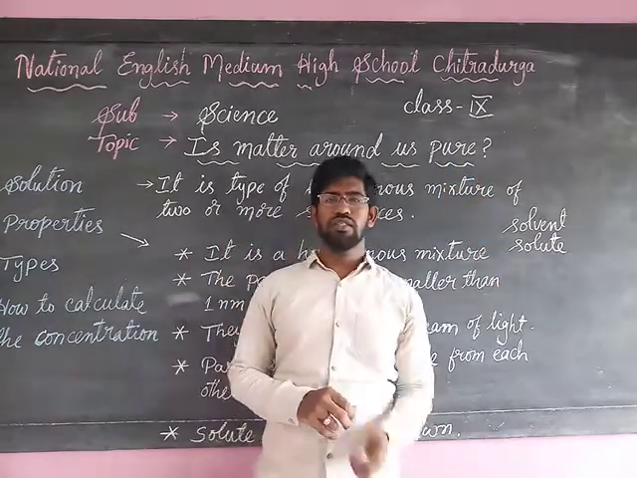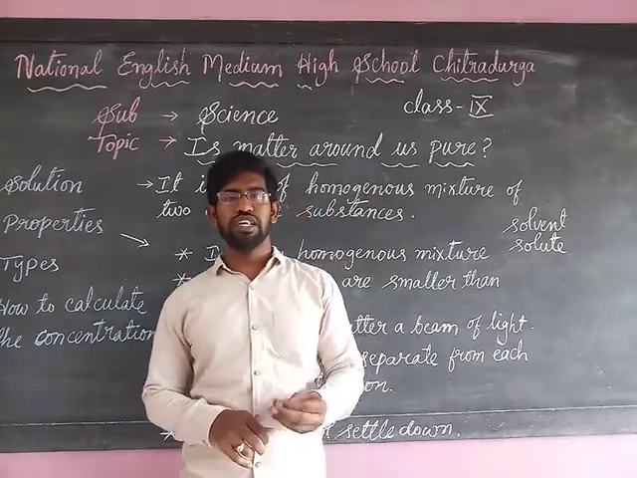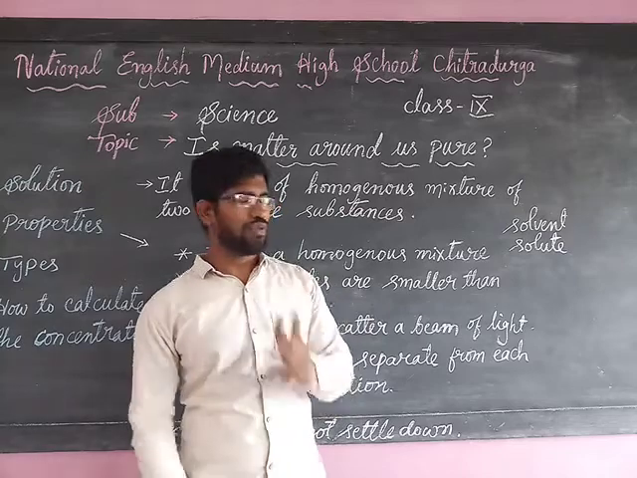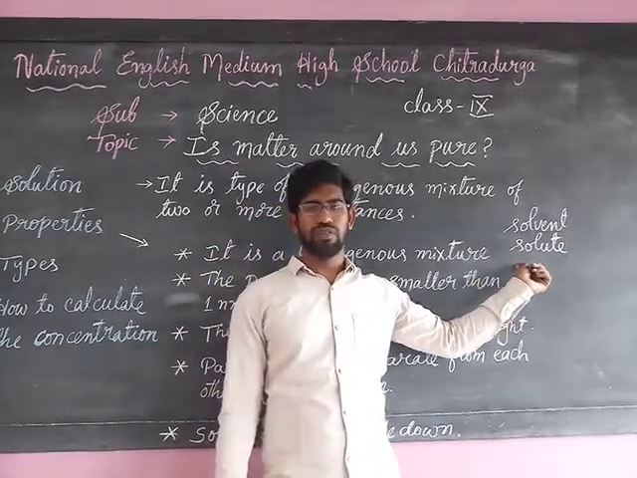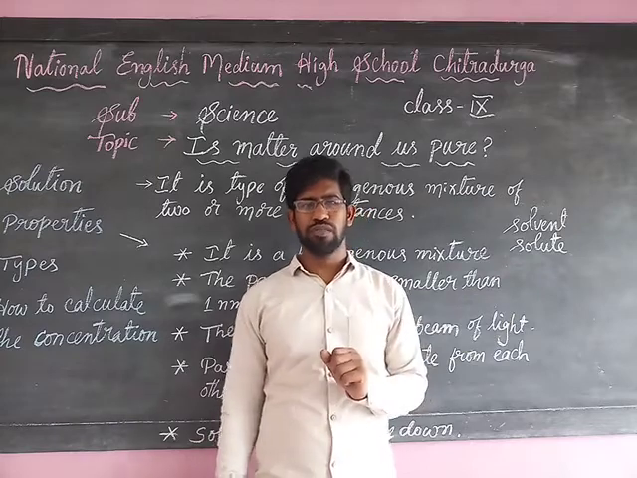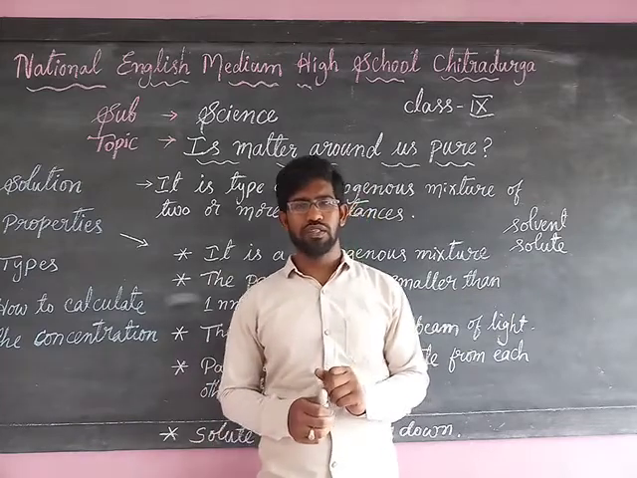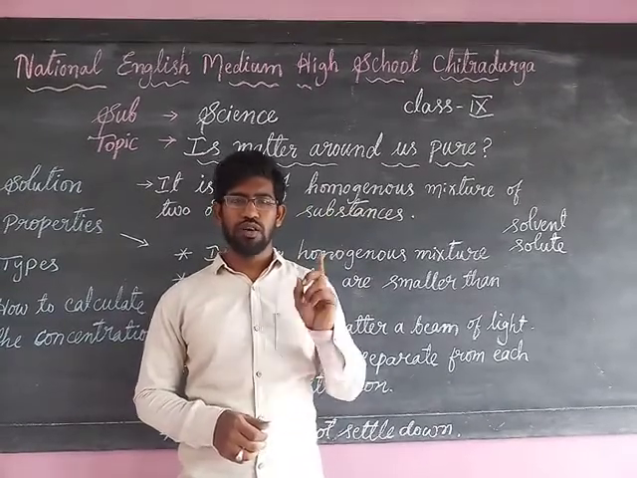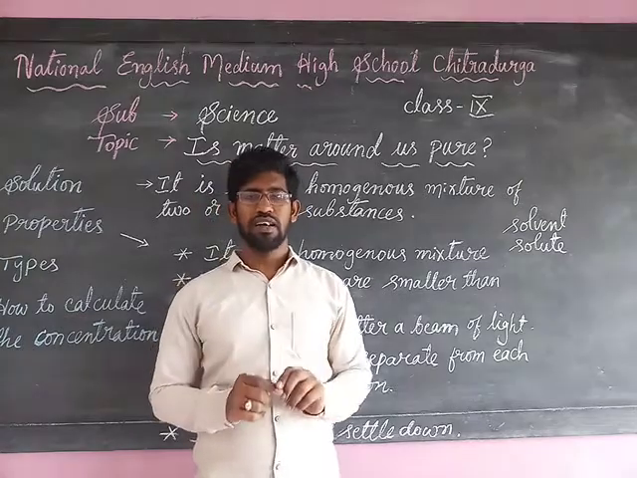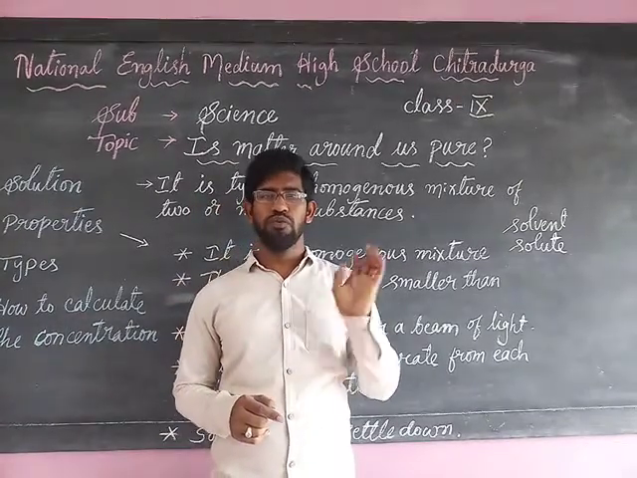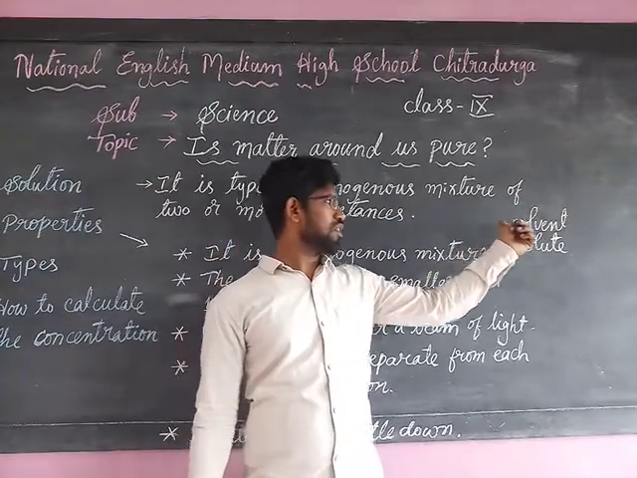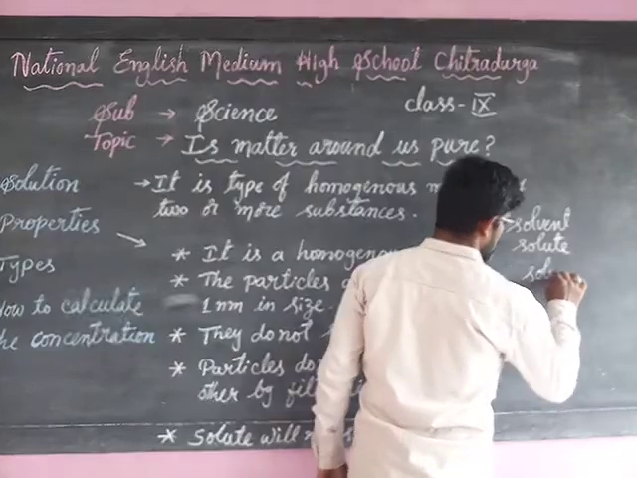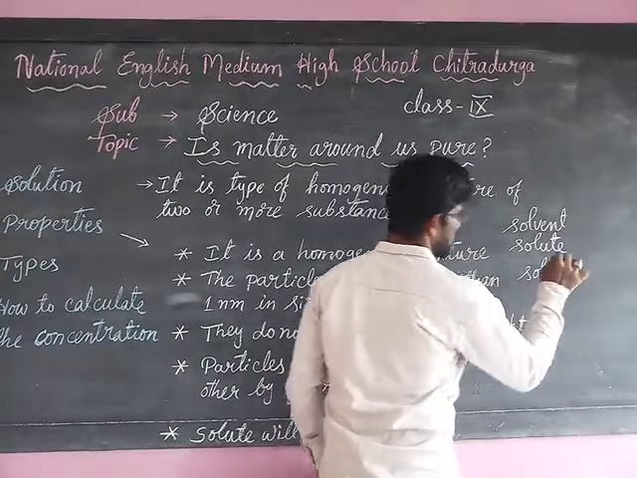Then the solute. The solute is a type of component which can dissolve in the solvent, and it is always lesser in amount. We can take an example of water and sugar. The sugar is dissolved into the water, so here the water is the solvent and the sugar is the solute. The water can dissolve the sugar in it, and the sugar can dissolve in water. So the solvent and solute together form a solution. Got it, all of you?